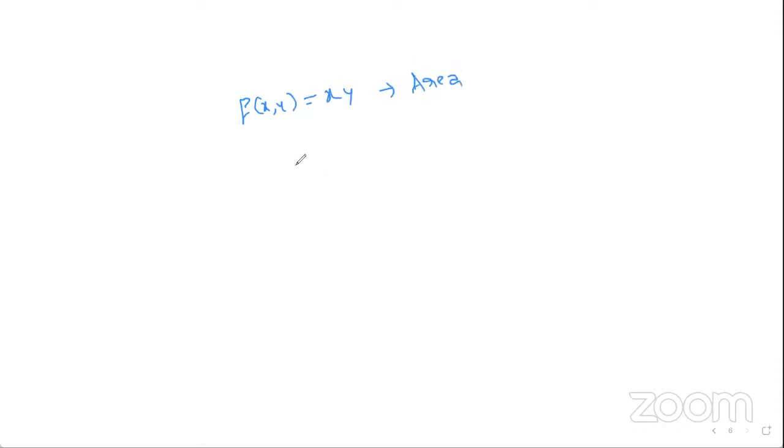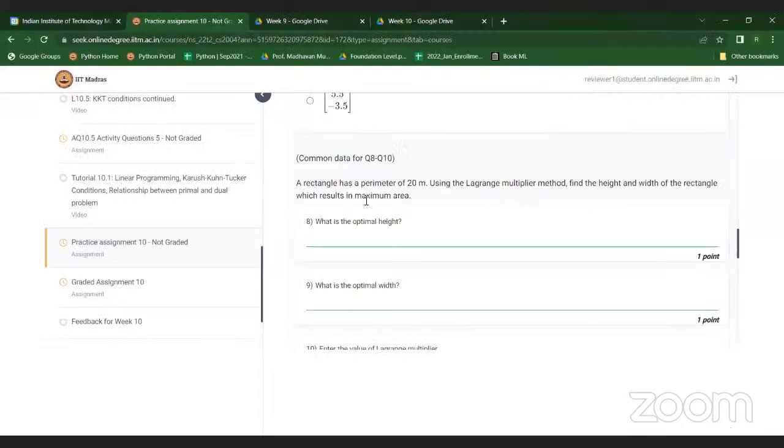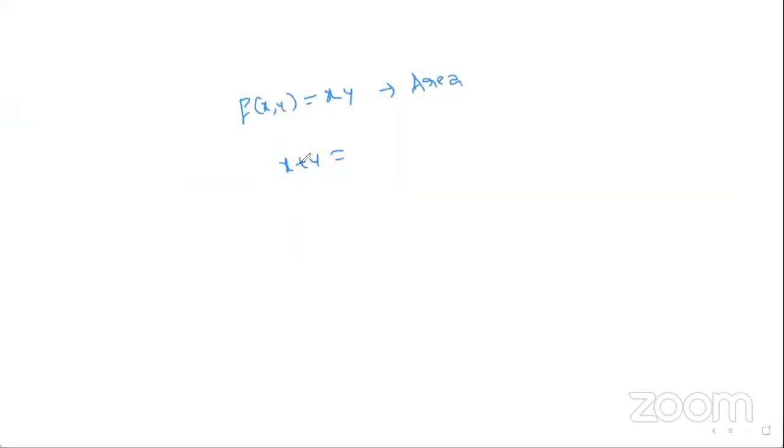Correct? And what is our constraint? x plus y equals to what? Okay, as a perimeter of 20 meters, the perimeter is equal to 2x plus 2y. 2x plus 2y equals 20 meters. So x plus y equals 10. Then we have x is greater than or equal to 0 and y is greater than or equal to 0, because the height and width cannot be negative.